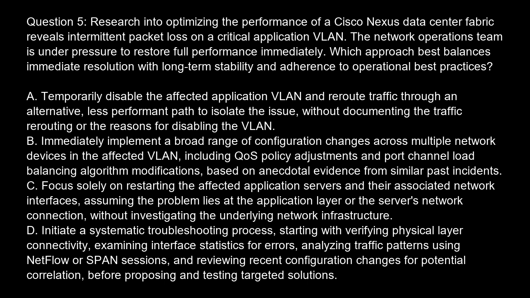Option C. Focus solely on restarting the affected application servers and their associated network interfaces, assuming the problem lies at the application layer or the server's network connection, without investigating the underlying network infrastructure. Option D. Initiate a systematic troubleshooting process, starting with verifying physical layer connectivity, examining interface statistics for errors, analyzing traffic patterns using NetFlow or SPAN sessions, and reviewing recent configuration changes for potential correlation before proposing and testing targeted solutions.